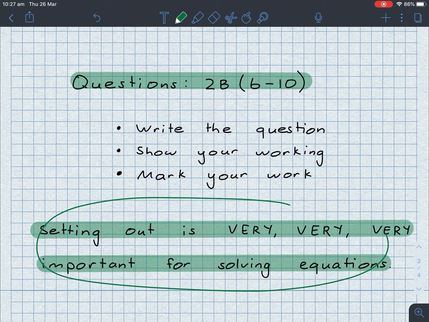Now, take note that in equations, setting out is very, very, very important. I want you to write neatly. I want you to make sure you're writing on the lines and that your equal signs are lined up exactly in one vertical row.